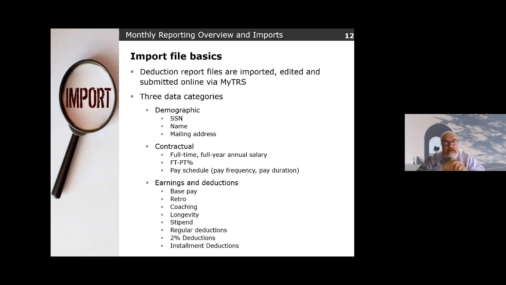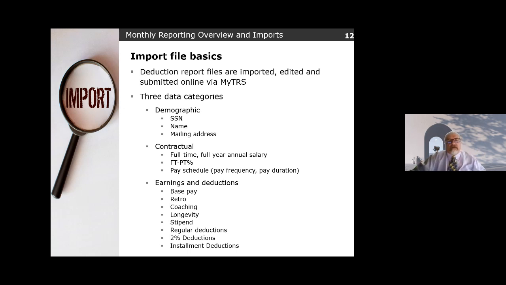Okay, so there are 3 data categories. Again, you get demographic. Now we're talking about contractual data. So this is like somebody's full year, full-time salary, their full-time, part-time percentage, their pay schedule. So like their pay frequency, which is how often you pay them, their pay duration, which is how long that's going to take, or their contract term, which is the number of months they work. And then you have earnings and deductions. So you have all the different earnings categories as well as the deduction categories.